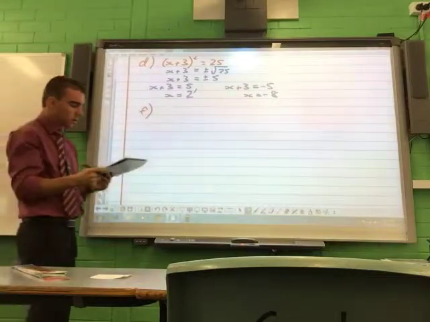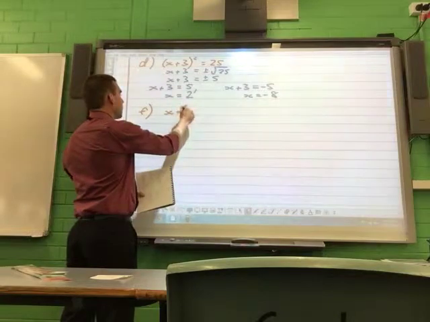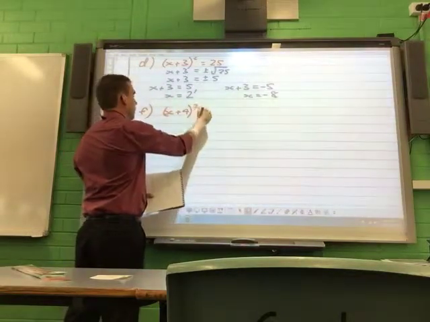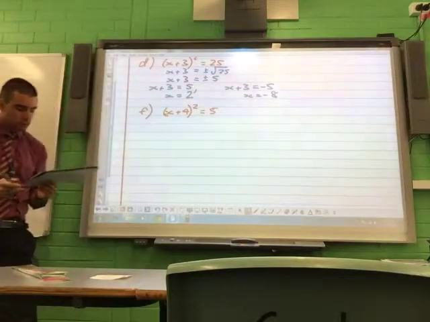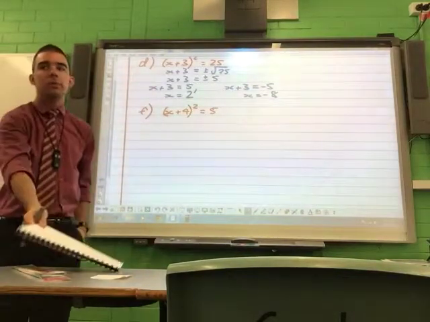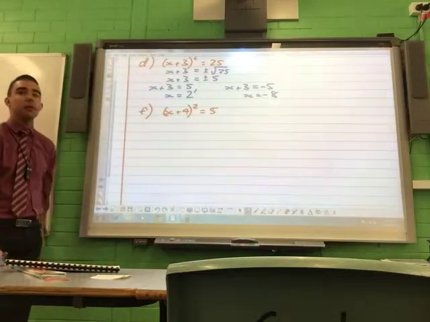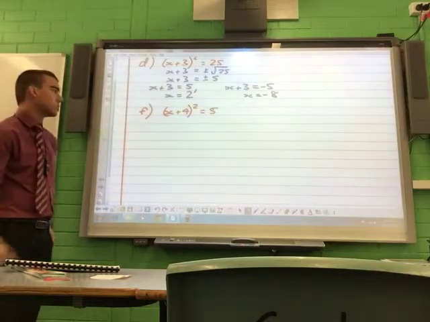The first couple are not completing the square. Anyway, x plus 4 all squared equals 5. Right, so we've got a similar sort of thing. However, the 5 is not a square number. So you're not asked to approximate either. That means you're going to leave it in surd form.